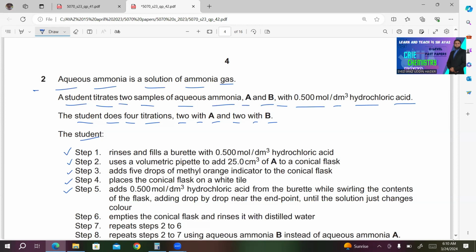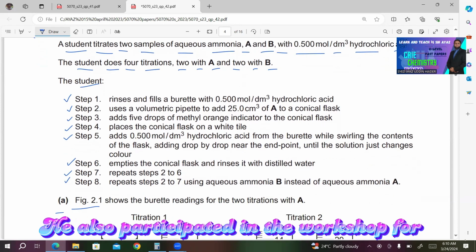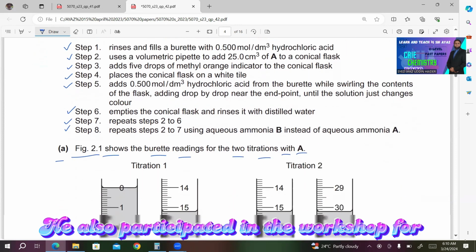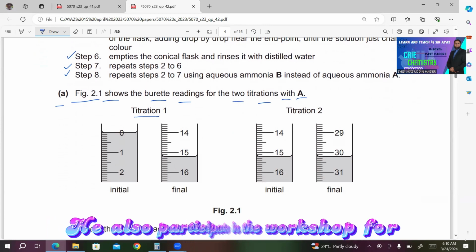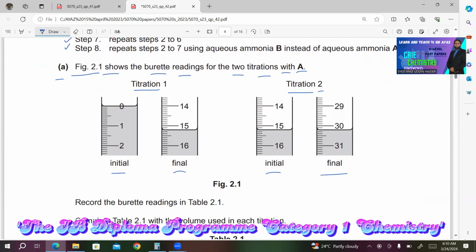Swirling means mixing. Step 6, empties the conical flask and rinses it with distilled water. Step 7, repeats steps 2 to 6. Step 8, repeats steps 2 to 7 using aqueous ammonia B instead of aqueous ammonia A. Figure 2.1 shows the burette readings for the 2 titrations with A. This is titration 1 and titration 2. So there are initial and final readings for both of these titrations.